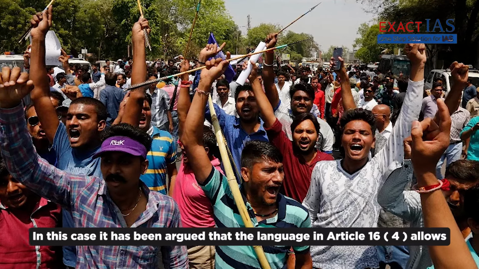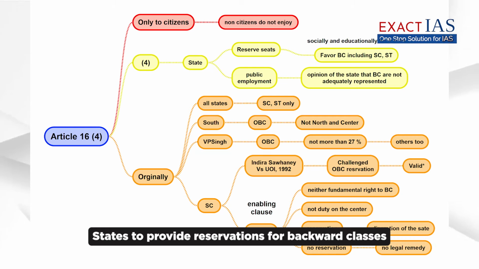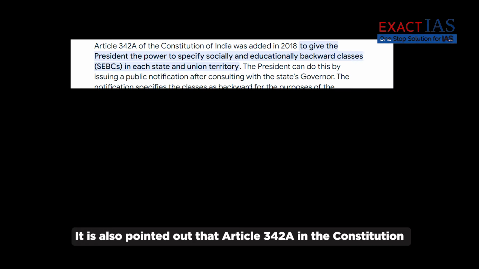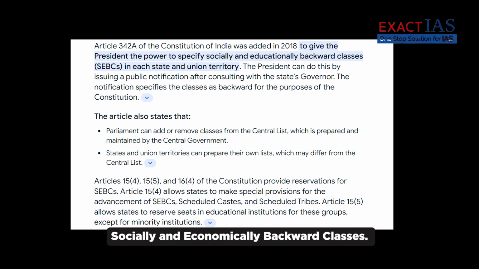In this case, it has been argued that the language in Article 16 Clause 4 allows states to provide reservations for backward classes who are not adequately represented in state services. It is also pointed out that Article 342A in the Constitution empowers states and union territories to maintain a list of socially and economically backward classes.